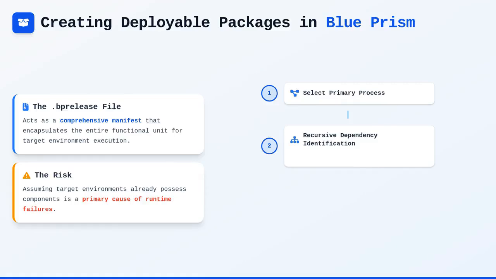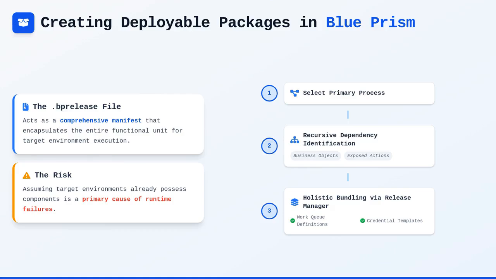If your process relies on a specific business object, that object must be present in the package, along with every action it exposes. Relying on the target environment to already possess these components is a common source of runtime failures. We must treat the release manager as a holistic tool that bundles everything from work queue definitions to specific credential templates.